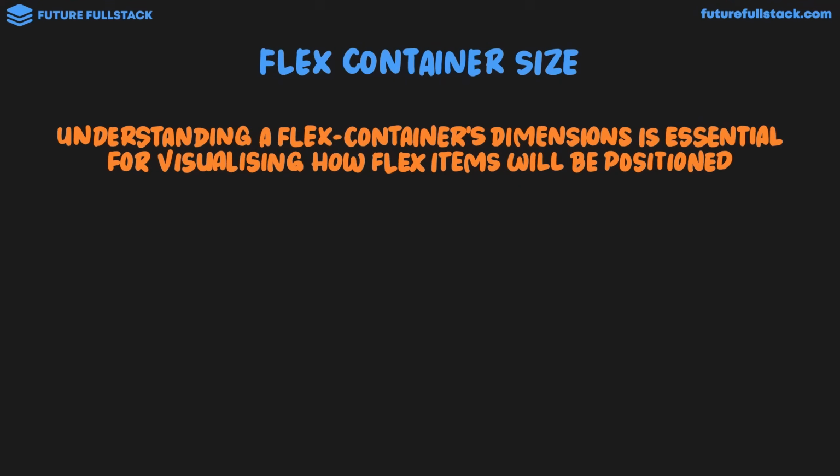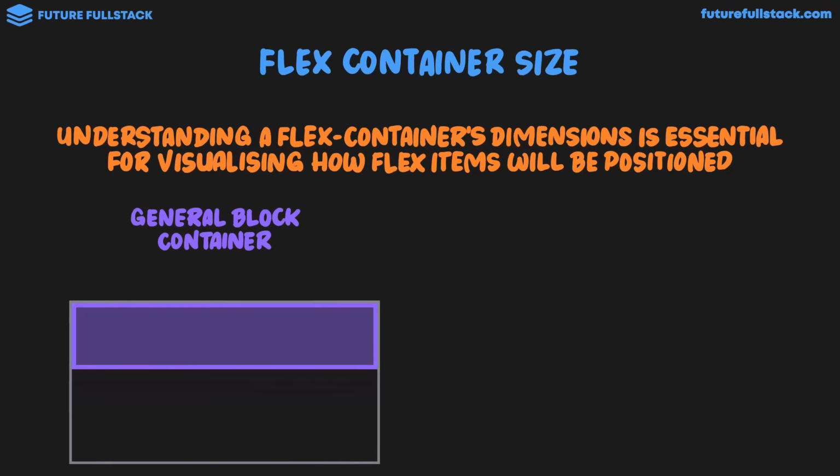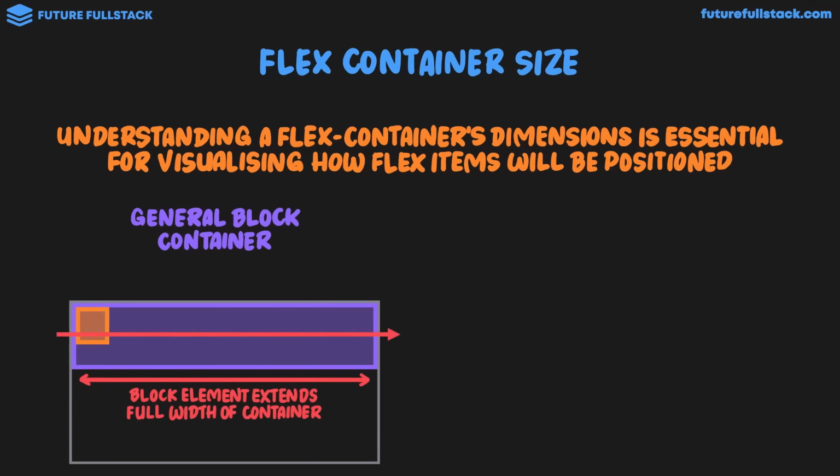When thinking about the size of a flex container, there are two categories. The first is a general block container. We have our browser window and our flex container, which in this case is just a block element like a div, and by default, the block element extends the full width of the container. Let's pop in our main axis and add in some flex items. So along the main axis, there's quite a lot of space. There's space between the last flex item in yellow and the edge of the browser window.